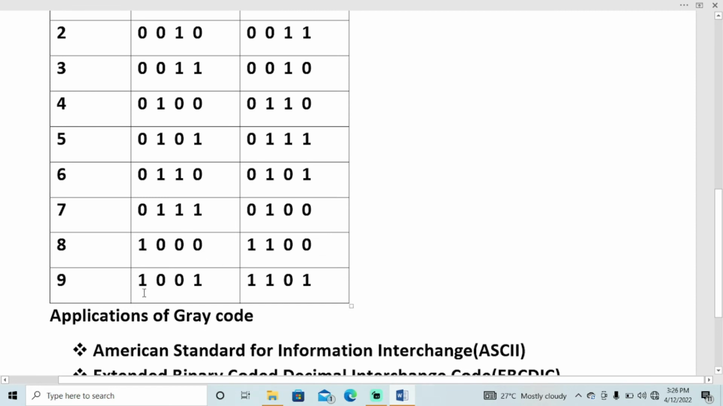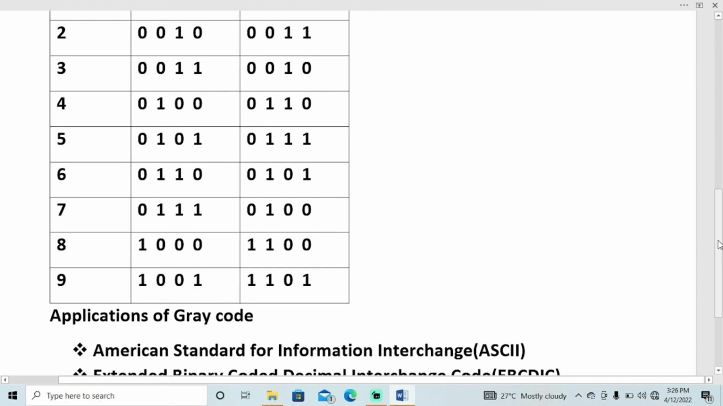For 9 we take the first digit as it is, so it just becomes 1, and now for the second we have 1 plus 0 is equal to 1, and now for the third we have 0 plus 0 is equal to 0, and for the fourth we have 0 plus 1 is equal to 1.